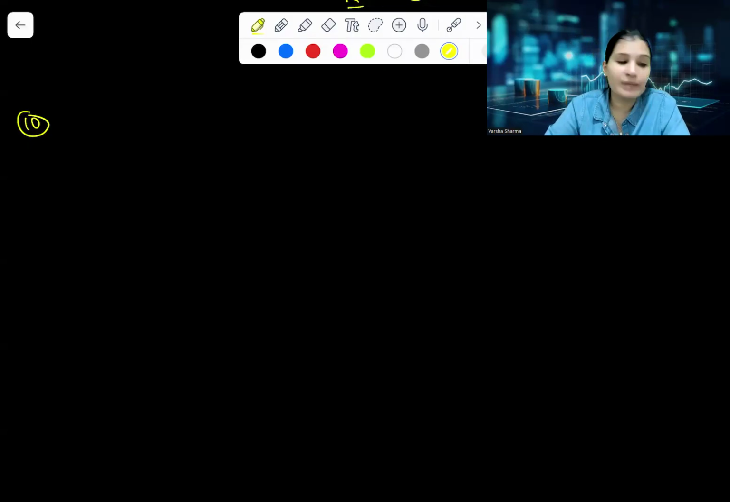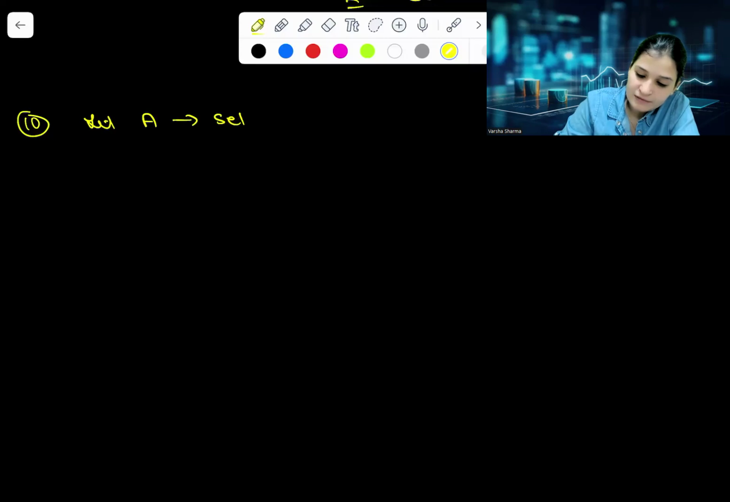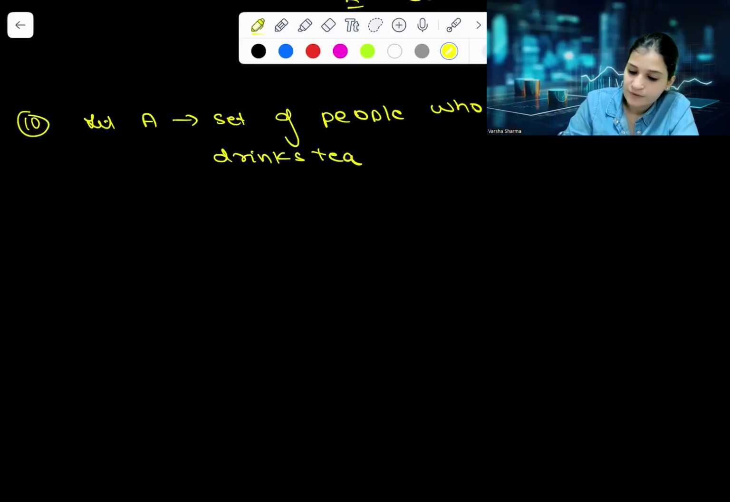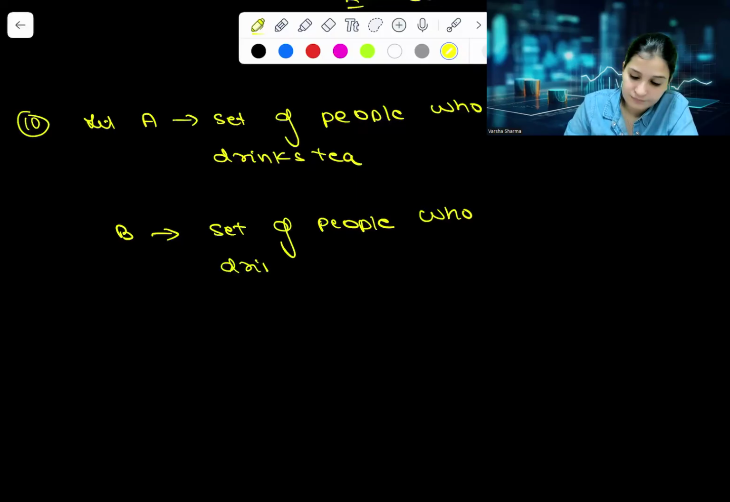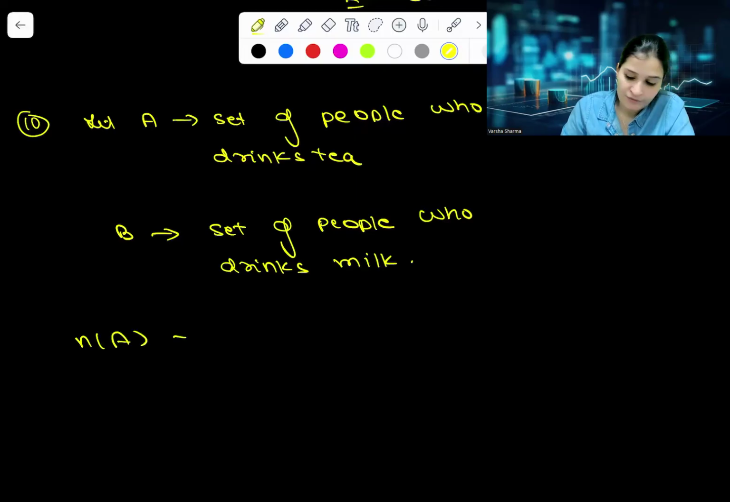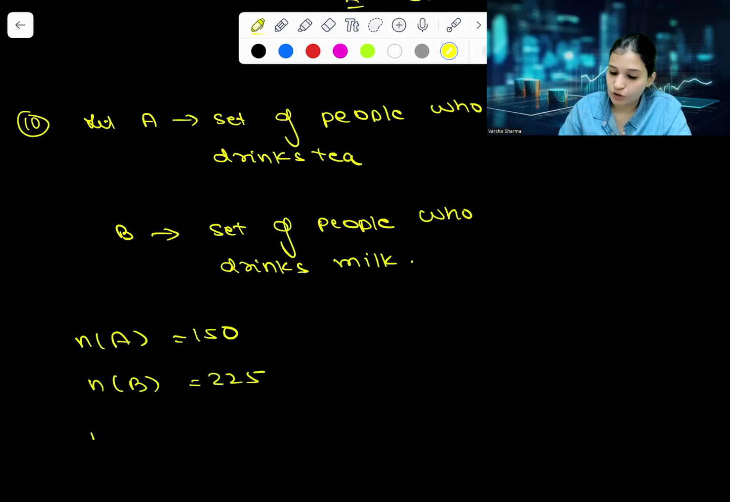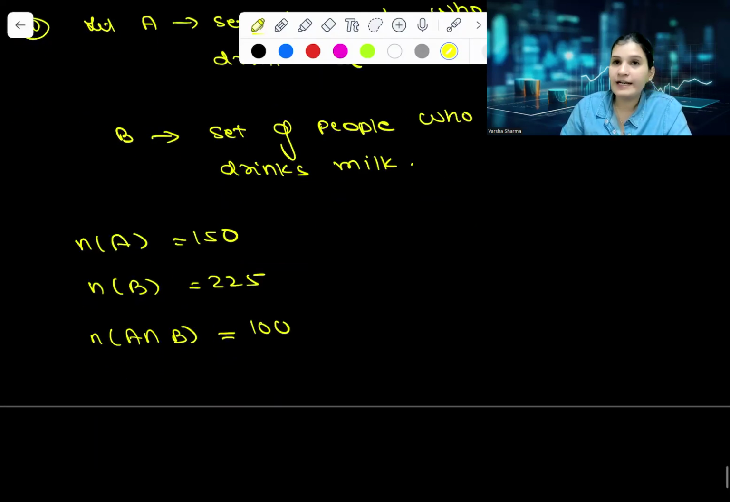So, two sets: drinking milk and drinking tea. Let A be the set of people who drink tea, and B the set of people who drink milk. The number of people who drink tea is 150, and the number who drink milk is 225. Both is again the intersection, 100 people, right?